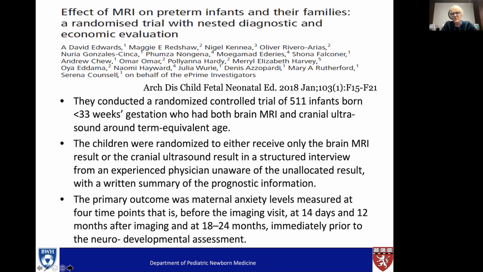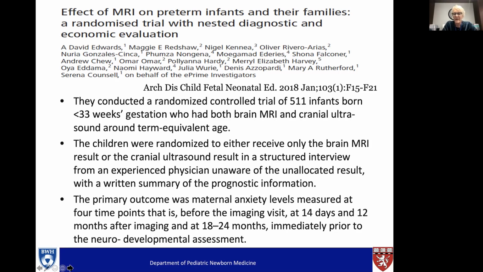So a very nice trial was carried out by David Edwards' group in the UK, where infants underwent both an MRI and a cranial ultrasound at term equivalent. The babies were randomized for their parents to receive either only the brain MRI result or the cranial ultrasound result in a structured interview from an experienced physician unaware of the result. And they were given some summary information about the prognostic information.